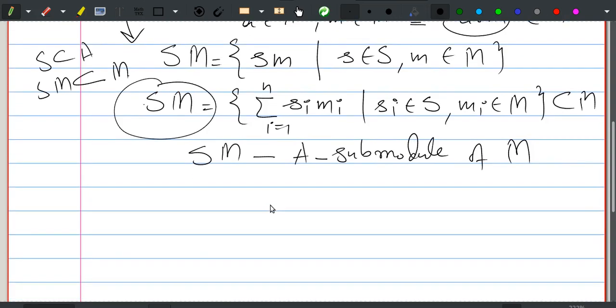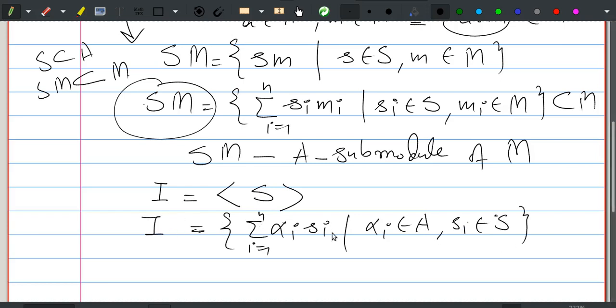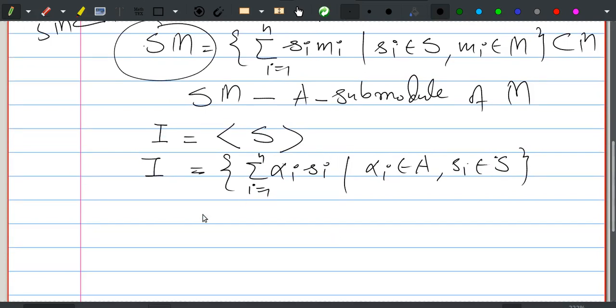Now let us look at this set. Suppose we have I to be the ideal generated by the elements of S, i.e. this I consists of the elements of the form sum of alpha_i s_i, where i runs from 1 to n, where alpha_i is in A and s_i is in S. That is, I is the ideal generated by the elements of S. Then it is natural to ask what is the relation between the submodule SM and IM.